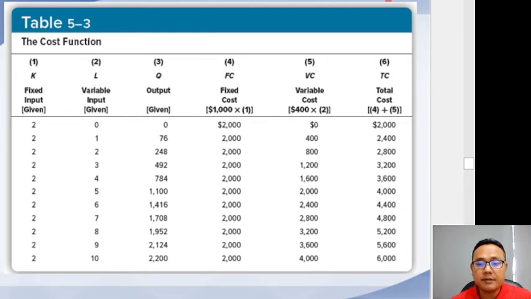Similarly, the variable cost of producing 1708 units of output is 400 times 7, which equals $2,800. Total cost, summarized in the last column of table 5.3, is simply the sum of fixed costs, column 4, and variable costs, column 5, at each level of output.